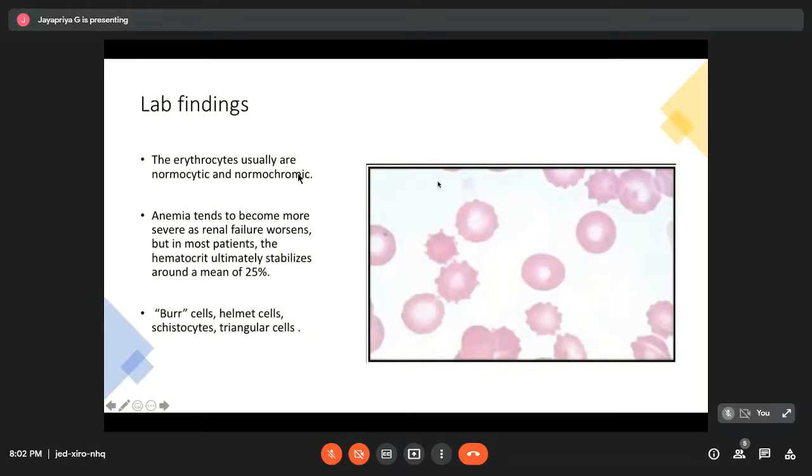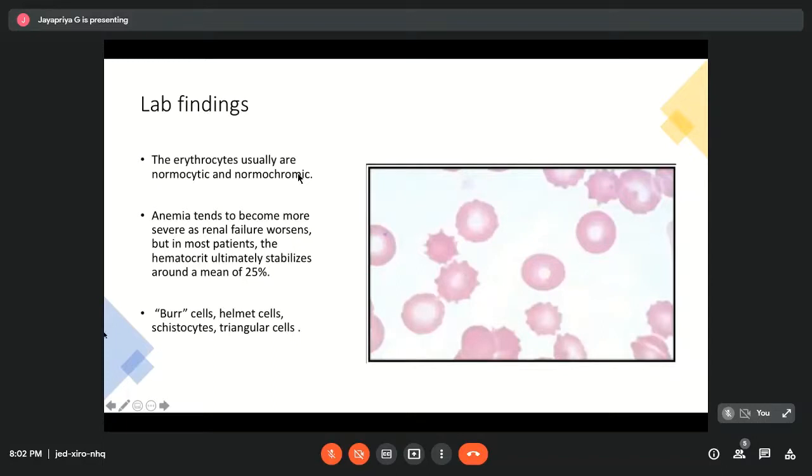So coming to the lab findings, predominantly the erythrocytes will be normocytic, normochromic, and the anemia will tend to become more severe as the renal failure worsens, but even then it will be only a mild to moderate degree of anemia. That is, usually the hematocrit will be around a mean of 25%.